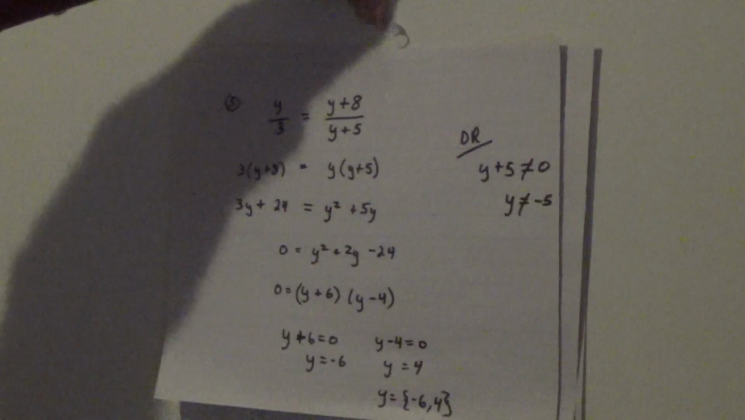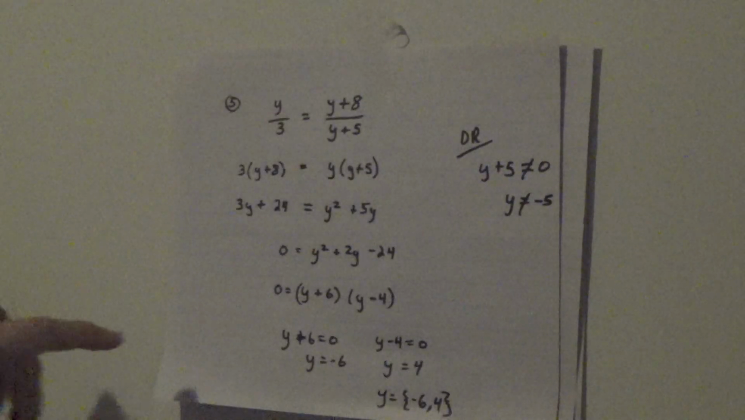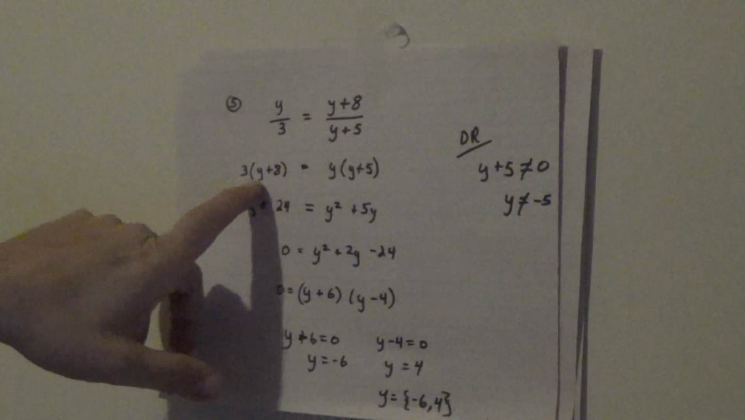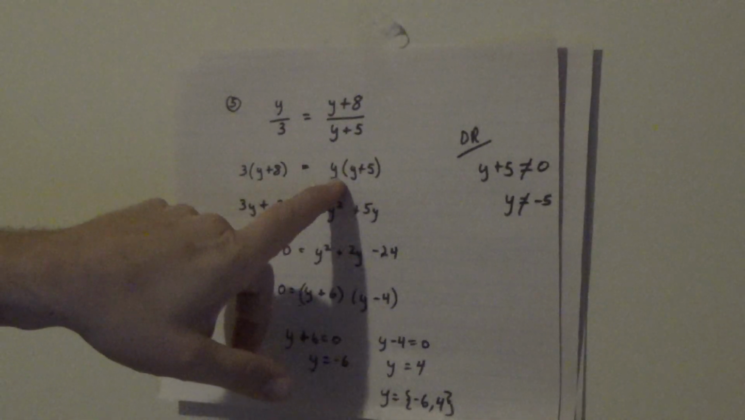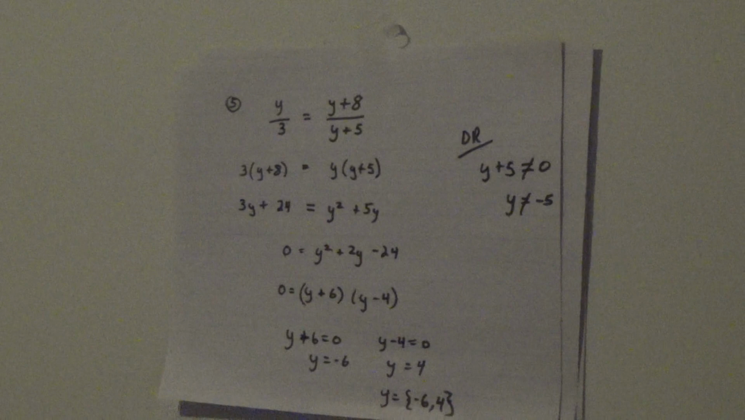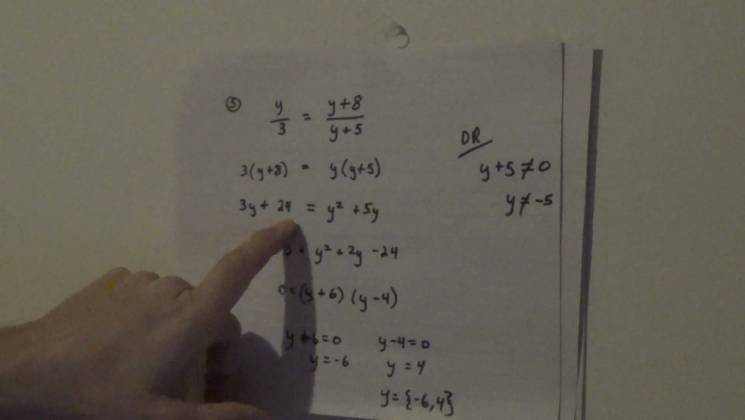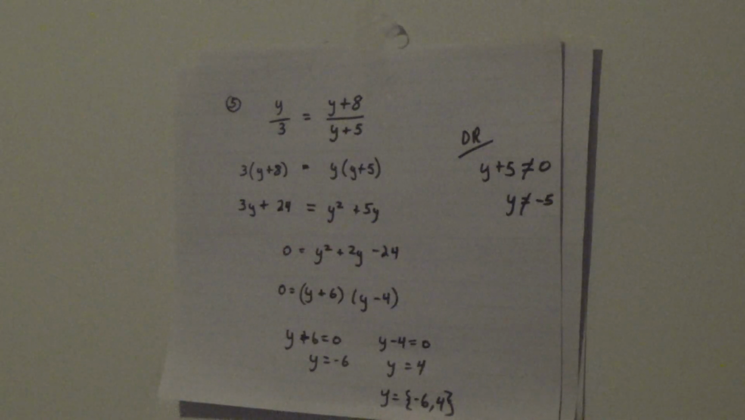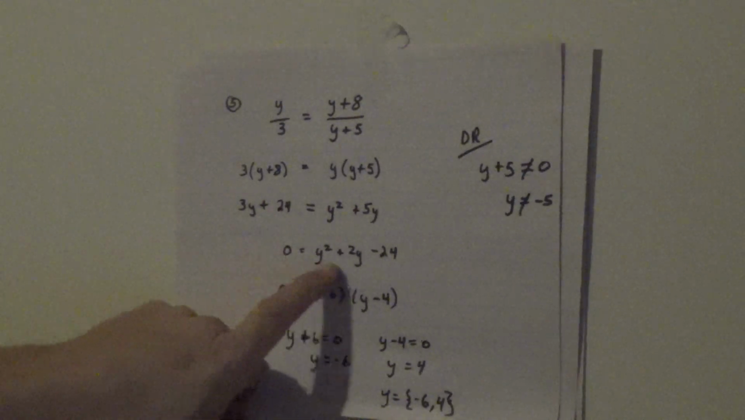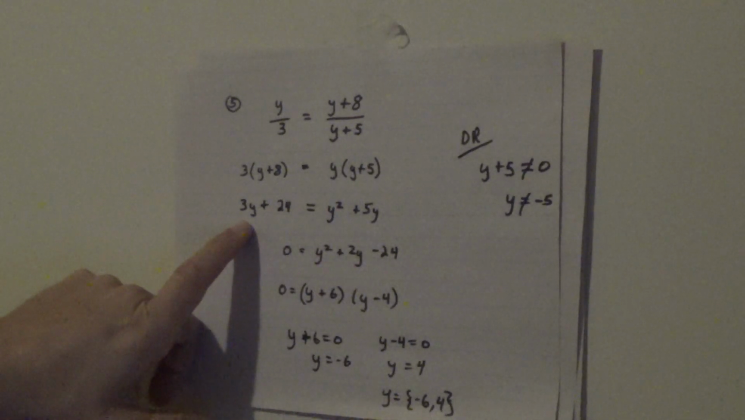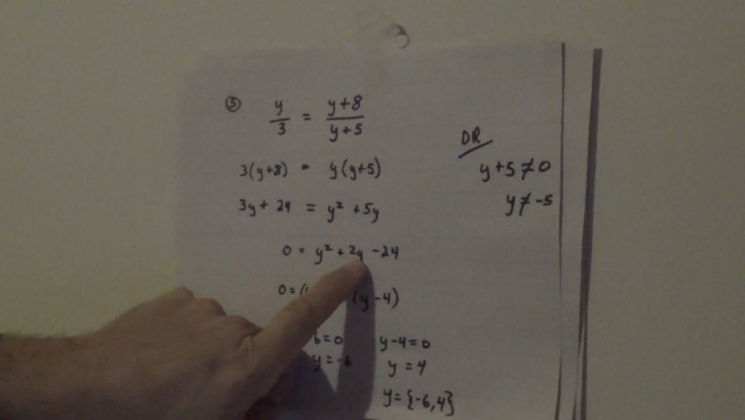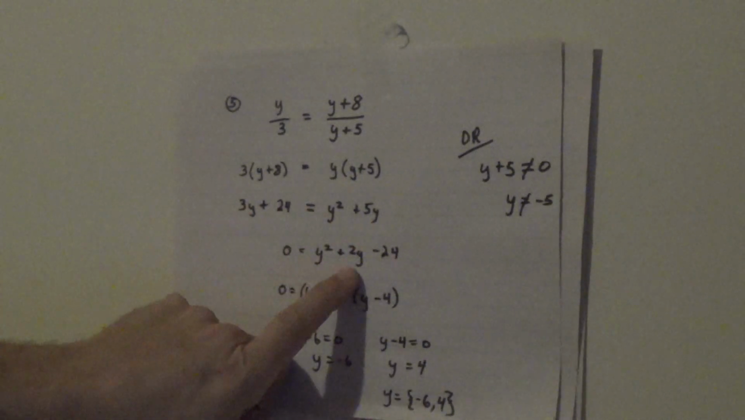Okay, so you should have worked it out, and you would cross multiply and get 3 times y plus 8 equals y times y plus 5. You would distribute the 3, distribute the y. You want to rearrange so it equals 0. Therefore, you would subtract 3y from both sides, giving you 2y, because 5 minus 3 is 2.